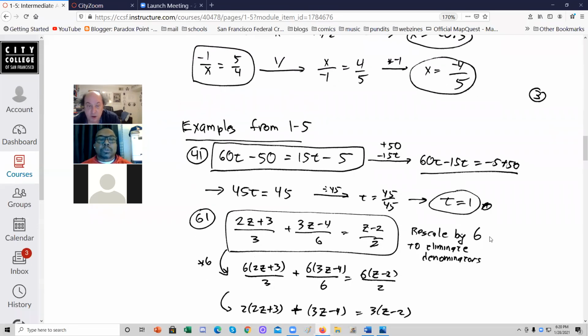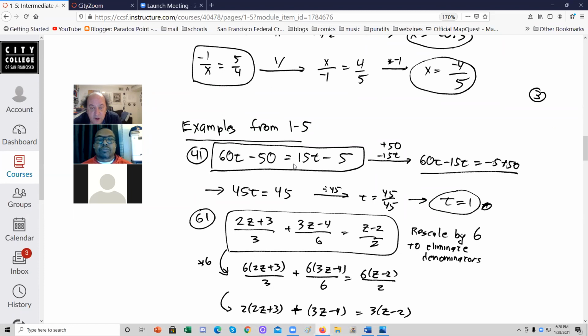All right, here we have some others. 60t minus 50 equals 15t minus 5. Now here the difficulty is that the variable t is on both sides of the equation. And you want it to be t equals a number. So it doesn't do if the variable is still on the other side of the equation by the time you're done. And also, of course, you want the constants all over to the right and the 15t to the left.